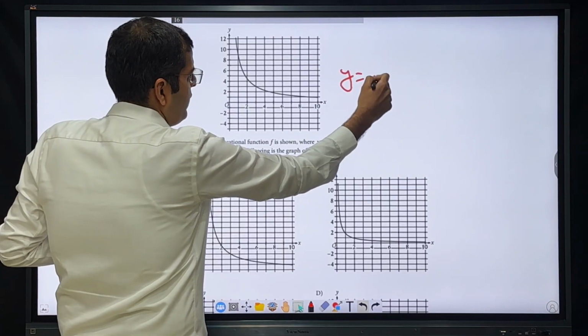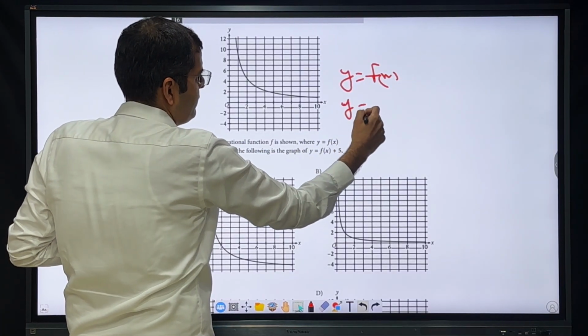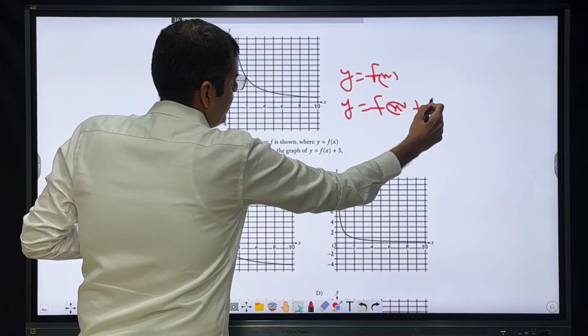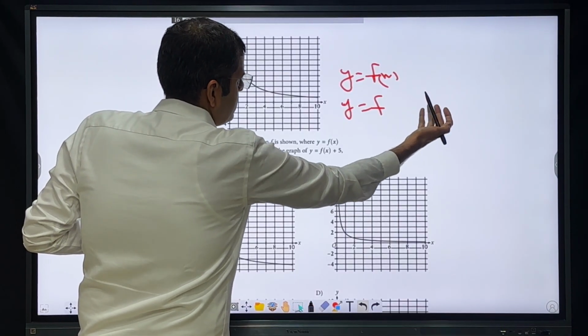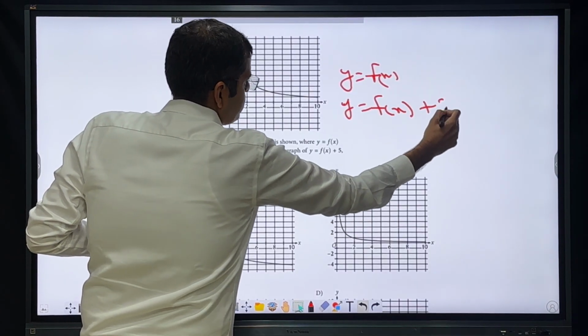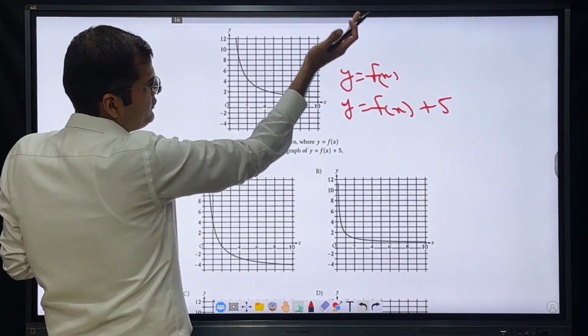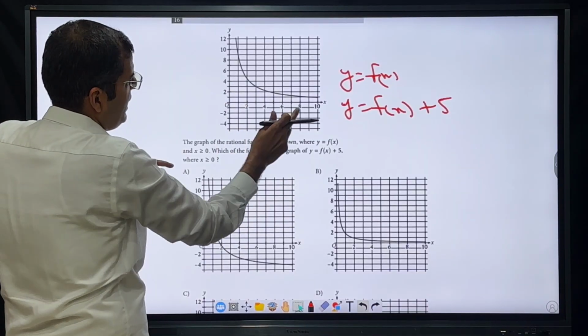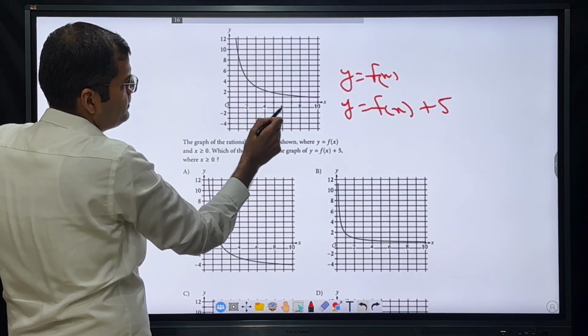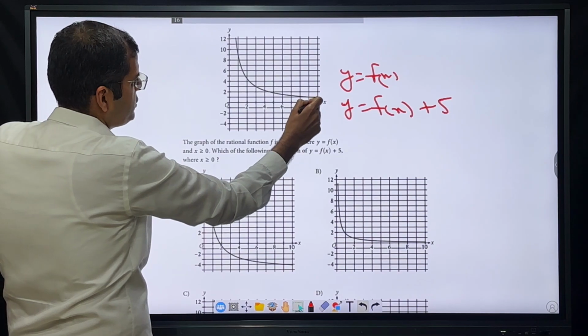So I have the graph of y equal to f of x. I need to find the graph of y equal to f of x plus 5. F of x plus 5. So if it is plus 5, which is outside of f of x, that means the graph shifts 5 units upwards. So I have this graph, the graph shifts 5 units upwards. So at x equal to 10, y is almost equal to 2.